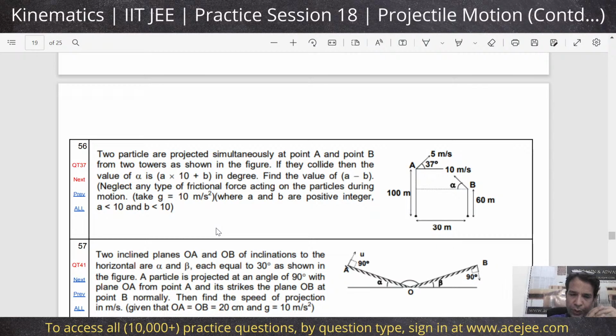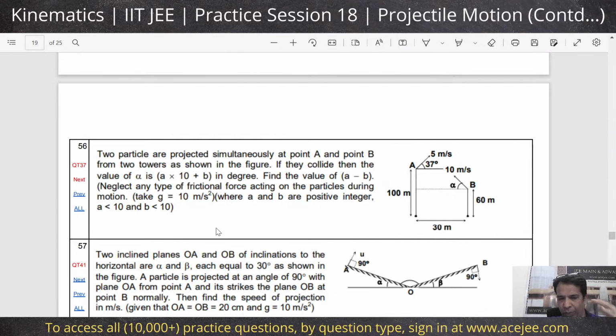So let me read through the question. It says, two particles are projected simultaneously at point A and B from two towers as shown in the figure. The two towers are 30 meters apart. Their heights are also given. If they collide, then the value of alpha is the angle of projection of the projectile B.